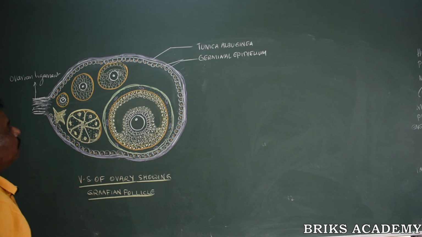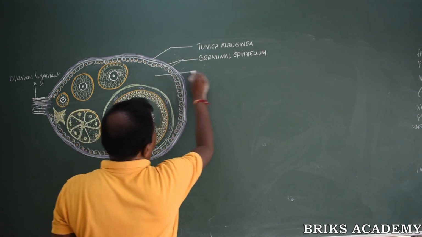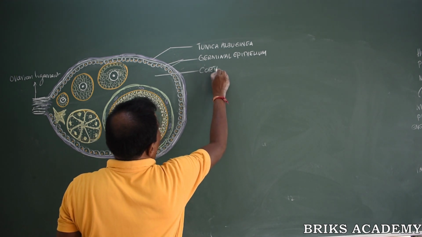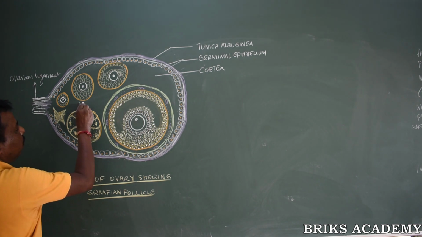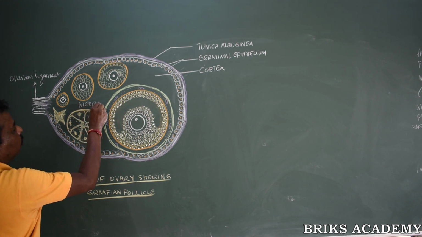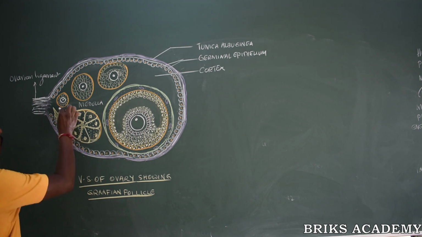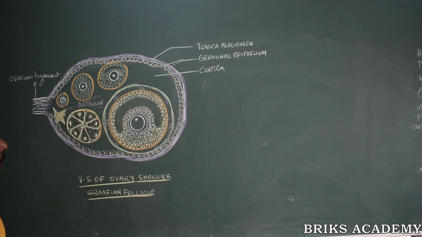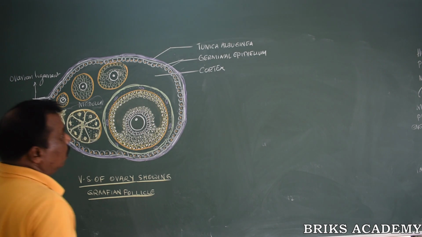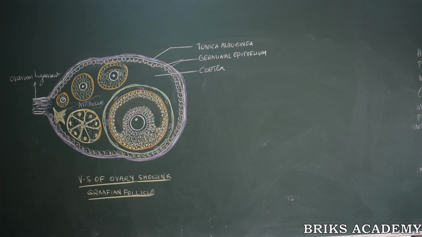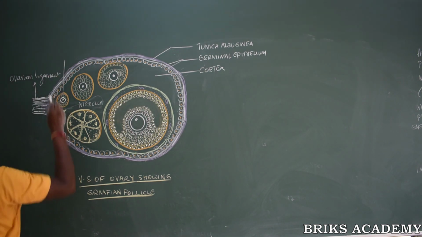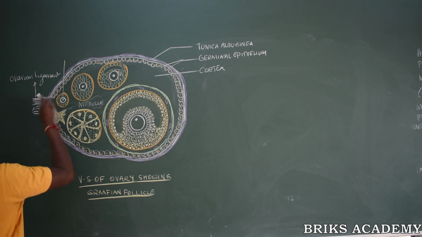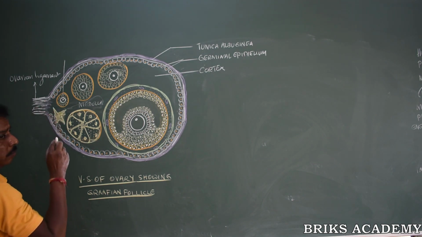Internally, the ovary shows an outer cortex enclosing the follicles, and an inner medulla consisting of blood vessels, lymph vessels, etc. That is the middle part, that is nothing but the medulla. Now the germinal epithelium is responsible for the production of the structural and functional units of the ovary, called ovarian follicles, and these ovarian follicles undergo maturation.